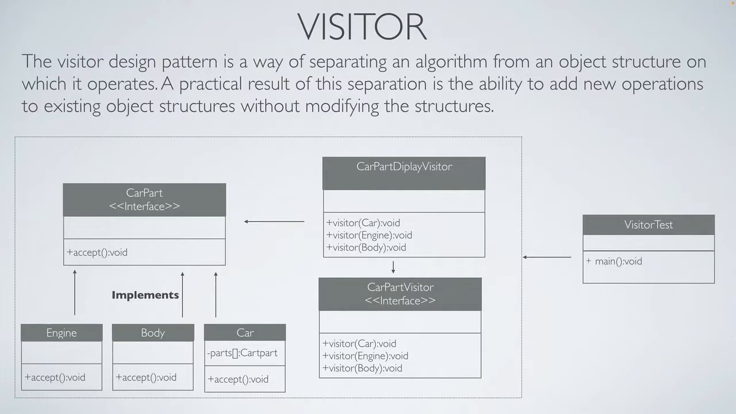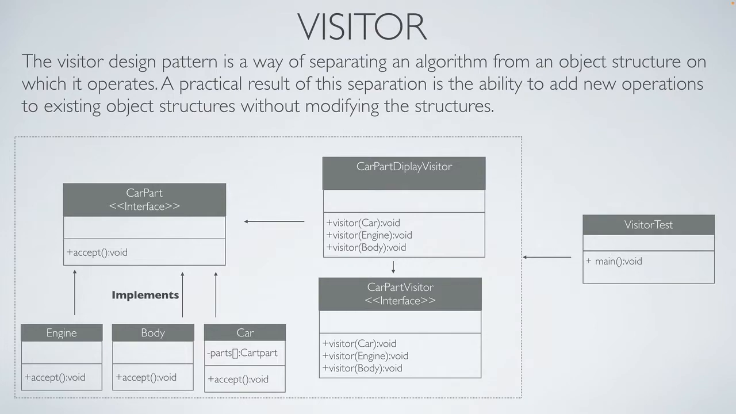Today we are going to talk about the visitor design pattern. The visitor design pattern is a way of separating an algorithm from an object structure on which it operates. A practical result of this separation is the ability to add new operations to existing object structures without modifying the structures. This pattern allows adding new virtual functions to a family of classes without modifying the classes.